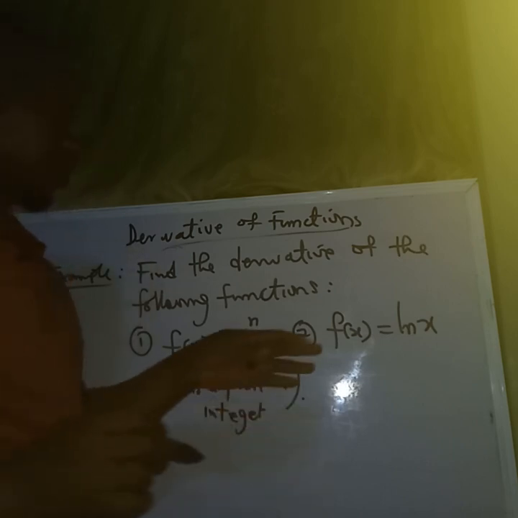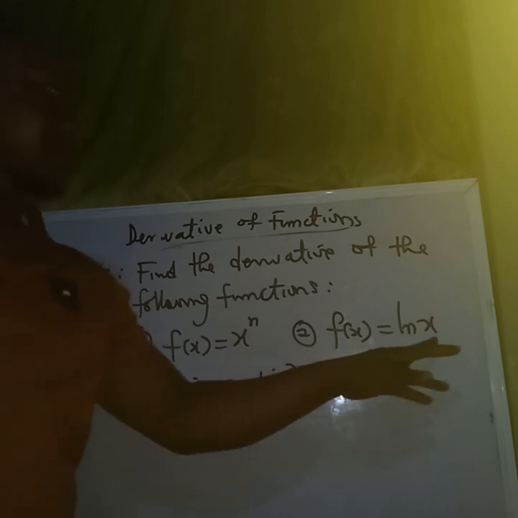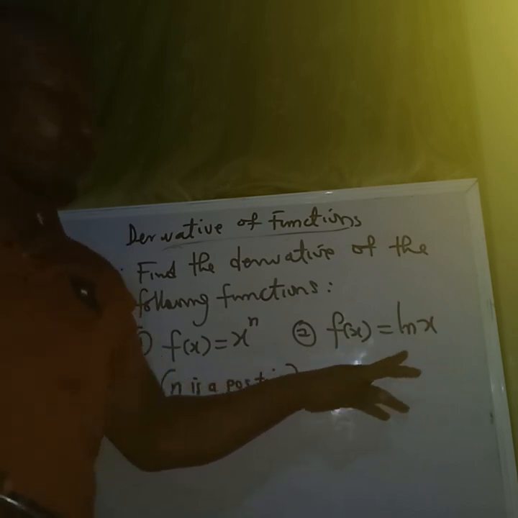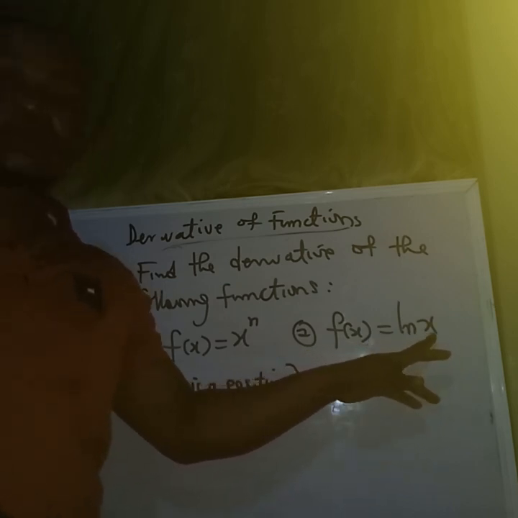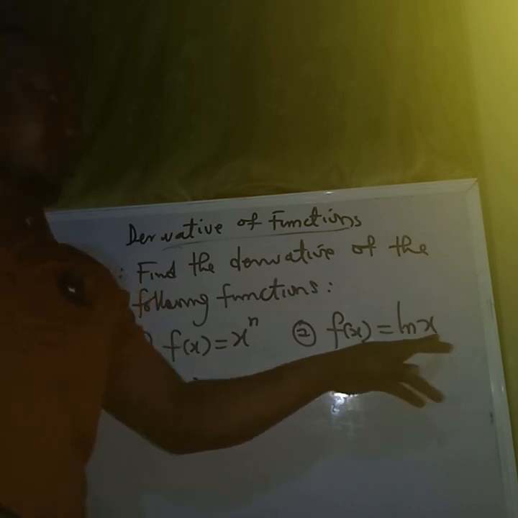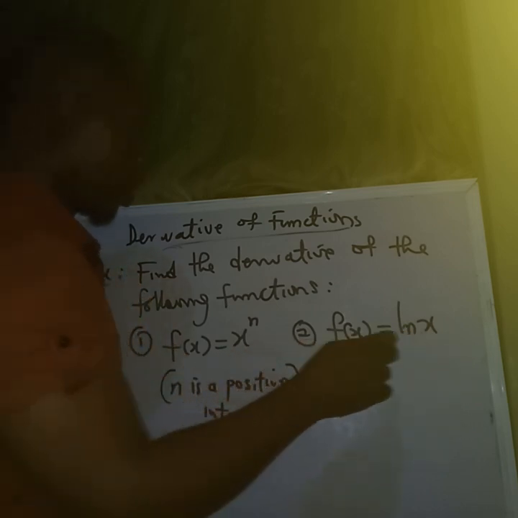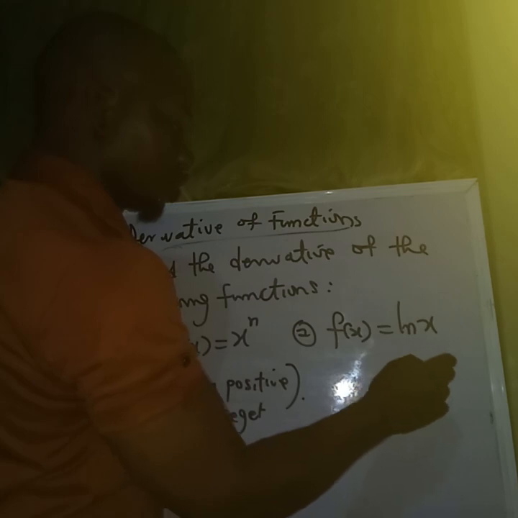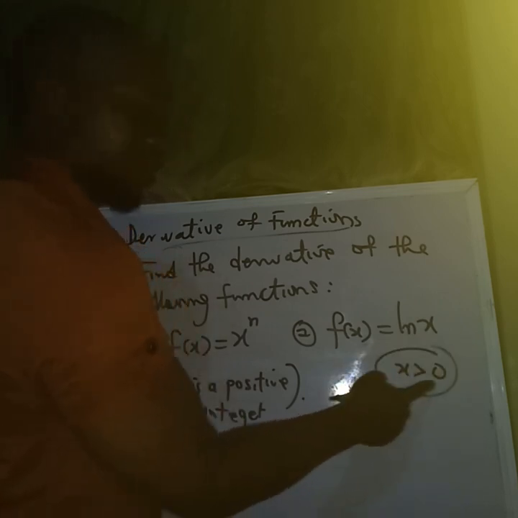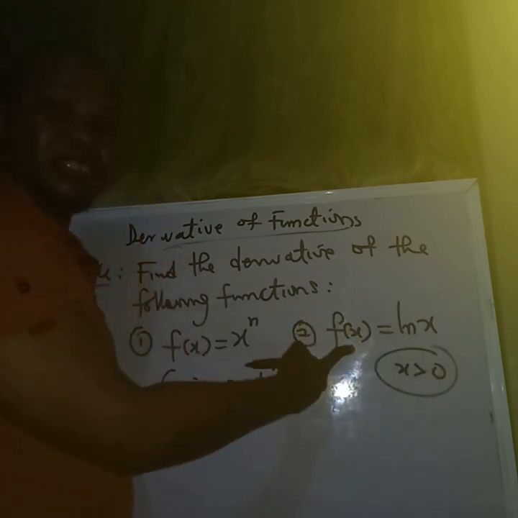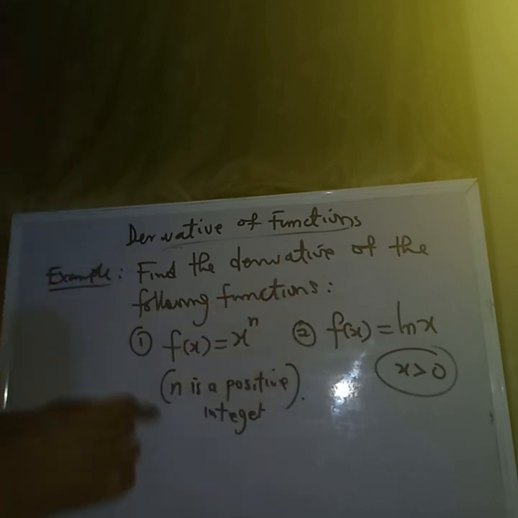I want to find the derivative of this function. Of course, the derivative of the logarithm function exists at the point x greater than 0. So the condition we must impose on this is that x is positive before we can find a derivative for this. So let's take this one after the other.